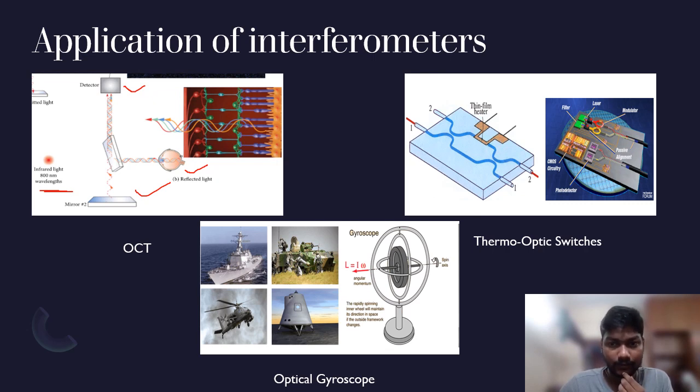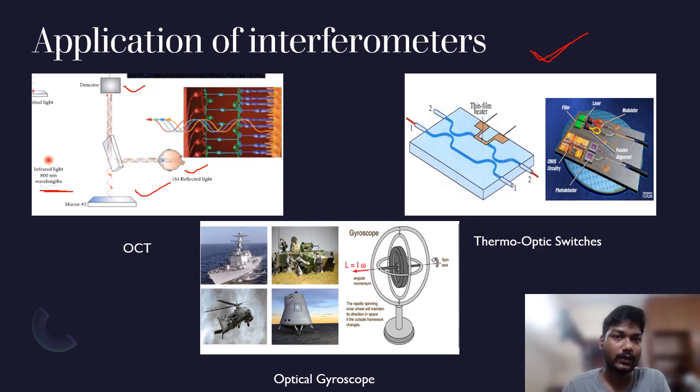The Mach-Zehnder interferometer is used in thermo-optic switches, and we know the Sagnac is used for the optical gyroscope. A gyroscope is a three-dimensional device, and it is used in battleships and helicopters for orientation purposes. So for optical gyroscope applications we use the Sagnac interferometer, for thermo-optic switches we use the Mach-Zehnder interferometer, and for optical coherence tomography we use the Michelson interferometer.